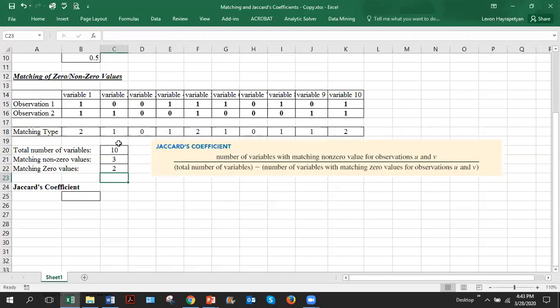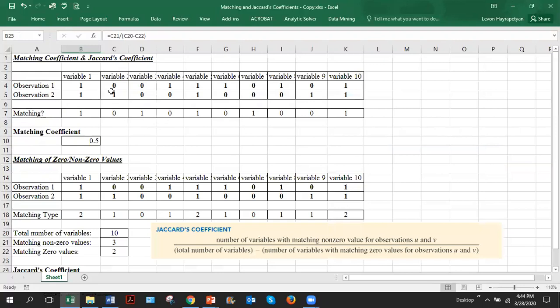Now I have all the values which are needed to calculate Jaccard's coefficient. I will just implement this formula in Excel. Equals, the number of variables with matching non-zeros will be this, divided by the difference, that's why I will put it in parentheses, the total number of variables, which is this, minus the number of matching zeros, this. So this will be Jaccard's coefficient for these two observations, a measure of similarity between these two observations when Jaccard's coefficient is used as the measure of similarity.